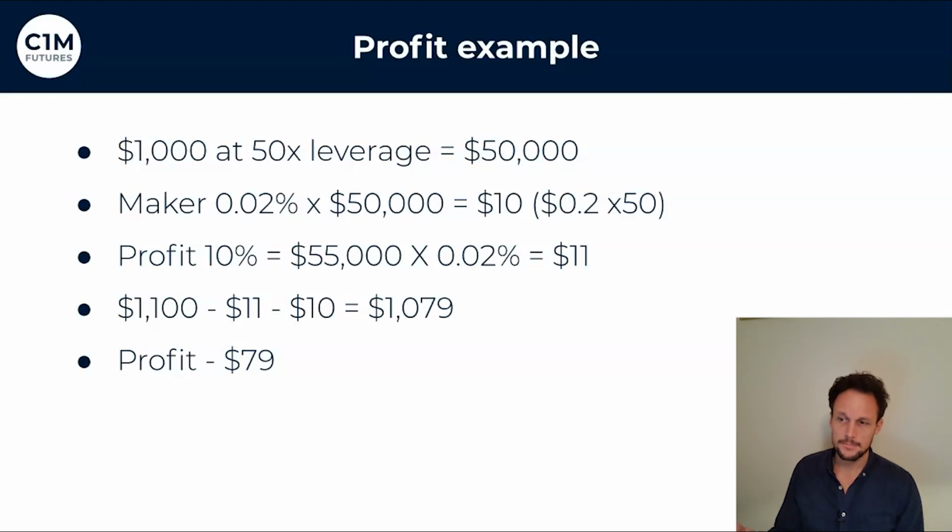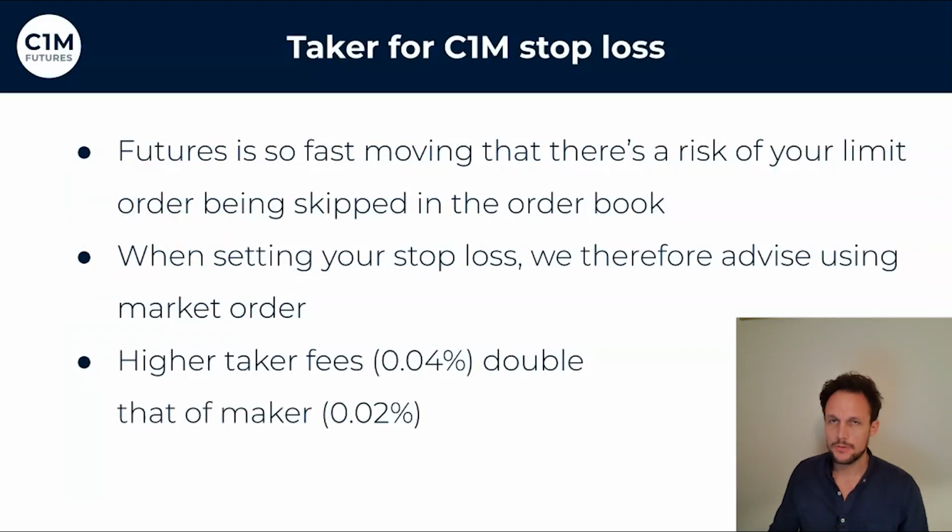The profit then, if we're going for a 10% profit here, the 50 grand will turn to 55,000. Again, times the maker fees, 0.02%, is $11. So we've turned 1,000 to 1,100. We've got to take off the fees for opening the position and closing the position. So we take off the 11, we take off the 10, it's about $1,079, a profit of $79. So we've gone for 10%, with the fees coming off, we've got about 8%, with only a small movement in the coin.